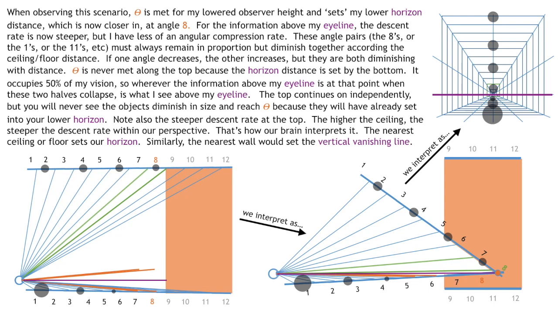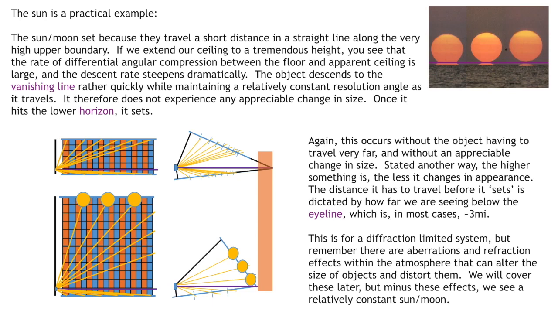You also have the object larger to start out with, but then it gets rapidly smaller with distance because of how close in proximity those transversal lines are. And along the top you have the object start out smaller, but it remains relatively stable because the angular size compression rate is not as great, so the angles remain somewhat large as it descends away from you, and it maintains its relative size for the most part. And at the end it will eventually set into the horizon.